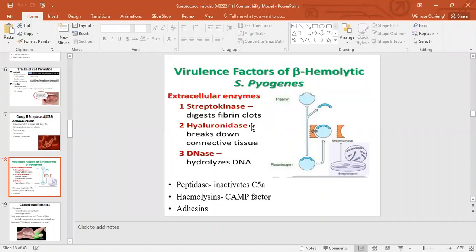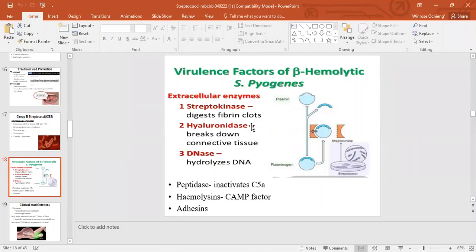For a bacteria to qualify to be called a pathogen, it has to, one, have a portal of entry to our body. Second, once it enters, it has to be able to proliferate and multiply and now be able even to cause a disease.